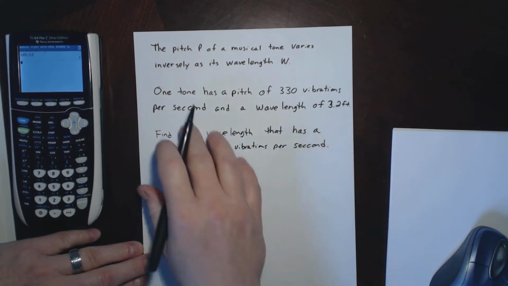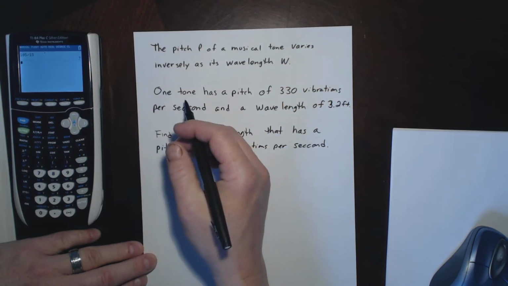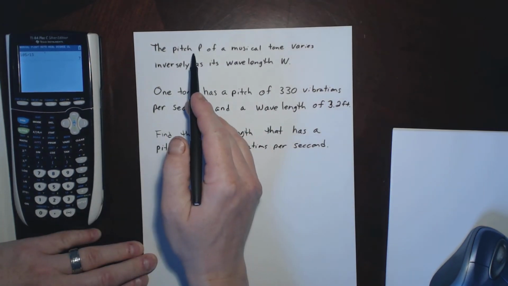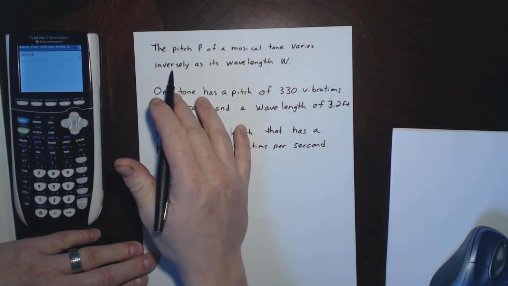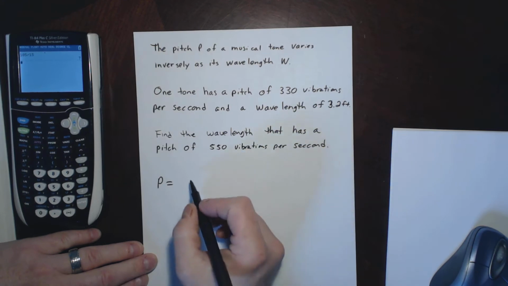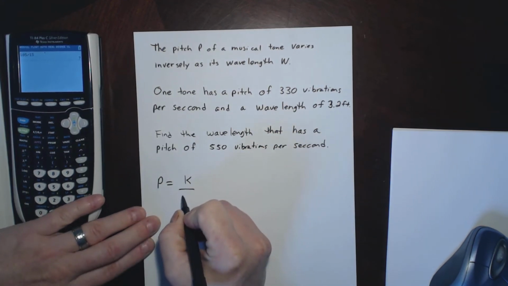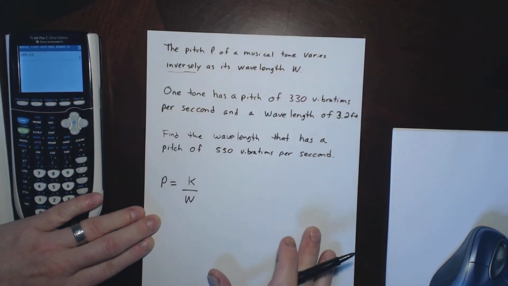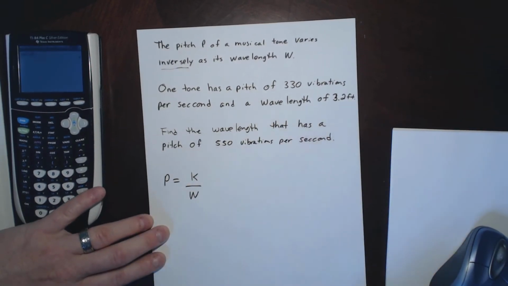So let's go back and figure out which equation we need to set up. It's either going to be a direct variation, an inverse variation, or some sort of combined variation. We can see that the pitch P varies inversely as its wavelength W. So P is equal to K divided by W. We know that it's an inverse variation, so we're going to write this inverse variation equation. Now we have our equation set up.